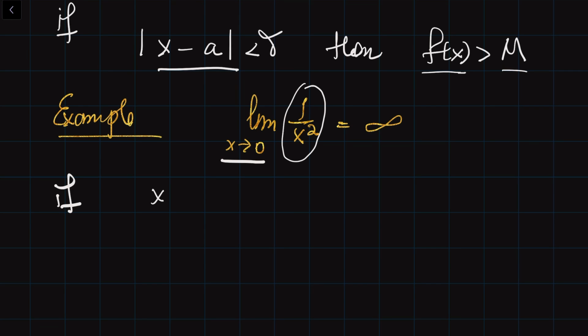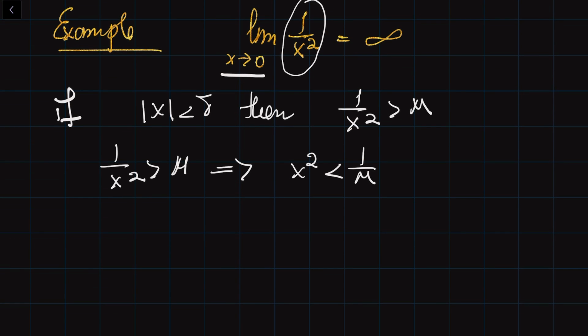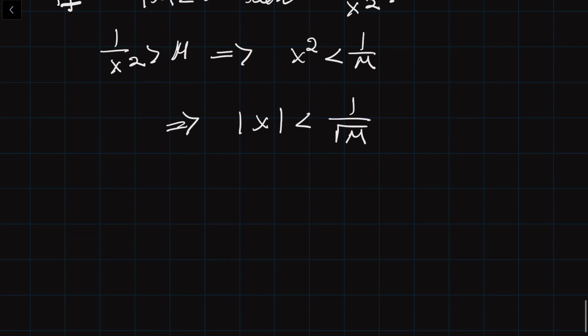Again, if x is close enough, within delta, then 1 over x squared is more than M. This is what I need to show. At the same time, if 1 over x squared is more than M, it means that x squared is smaller than 1 over M. I'm just taking the reciprocals of both sides, which is why the greater sign changes to the smaller sign. So we can write this as the absolute value of x is smaller than 1 divided by the square root of M.